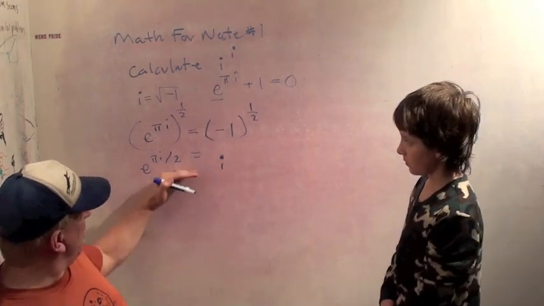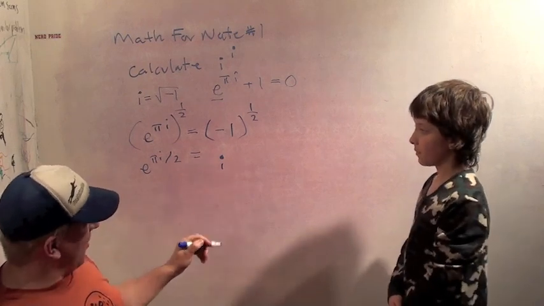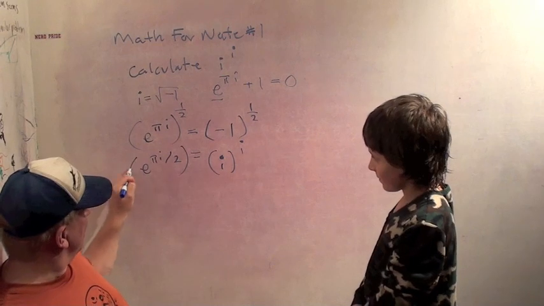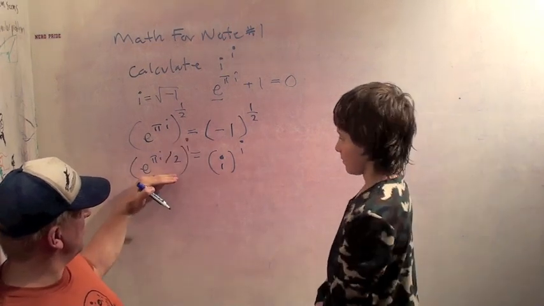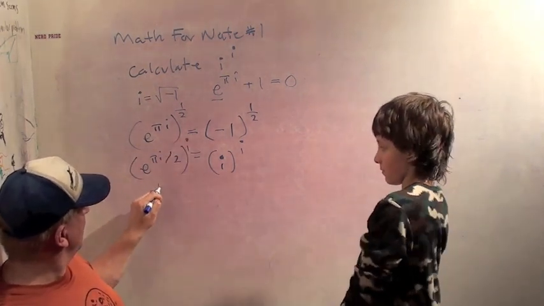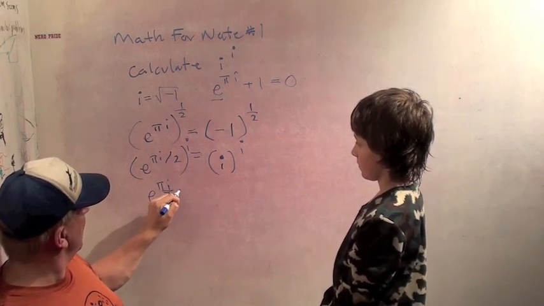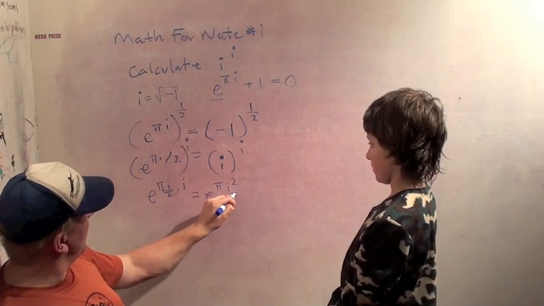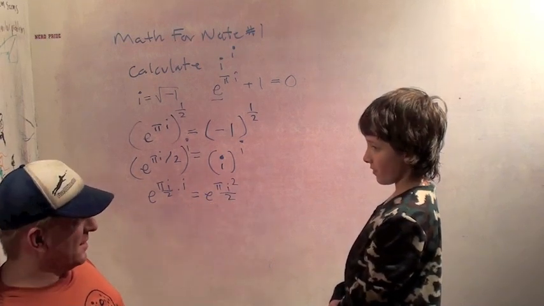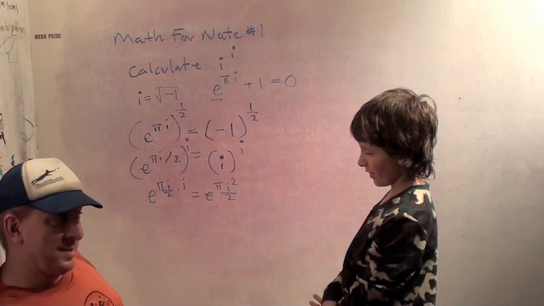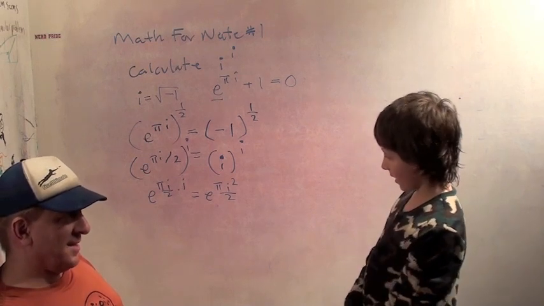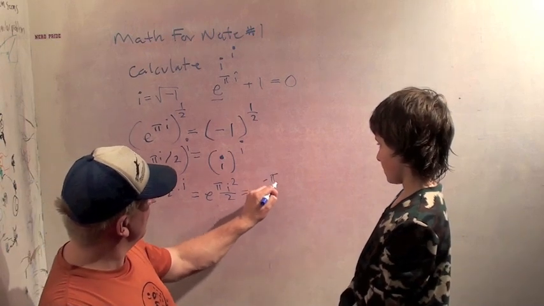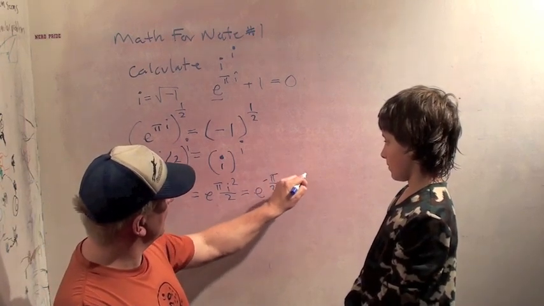Now I'm going to raise both sides to the i power. i to the i. Hey, that's what we're trying to solve for, right? So these powers multiply through. I get e to the pi i over 2 times i, which is e to the pi i squared over 2. But i is the square root of -1, so i squared is -1. So this is e to the minus pi over 2, and that is i to the i.